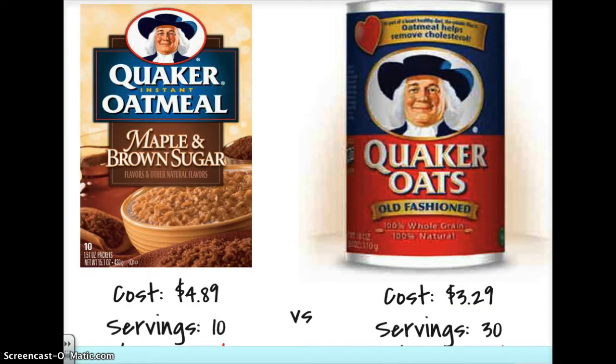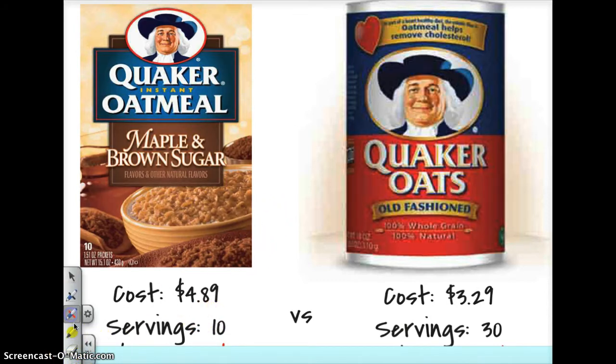Let's compare these two types of Quaker Instant Oatmeal and Quaker Oatmeal. The cost of the Quaker Instant Maple and Brown Sugar is $4.89, and you get 10 servings. The cost of the other Quaker Oats is $3.29, and you get 30 servings. If you're looking for the value, the choice seems fairly obvious. But if we look at it as a comparison, let's truly see what the unit rate could be. Unit price means that we would divide both of these by the number of servings to get the price per serving. So we could do that.